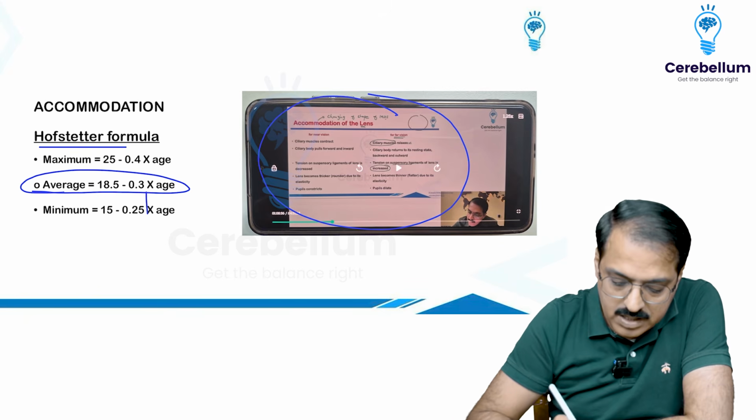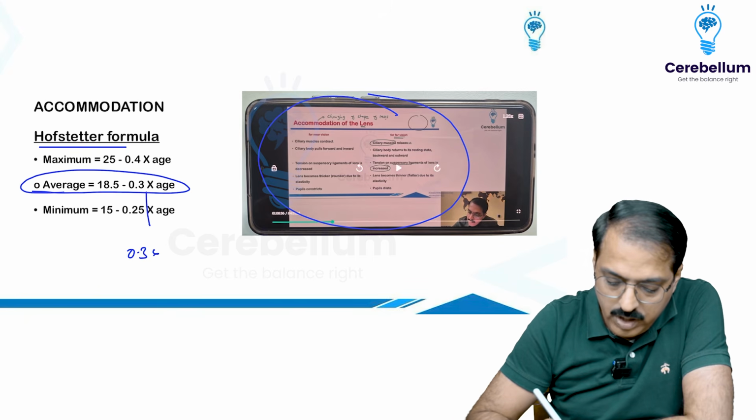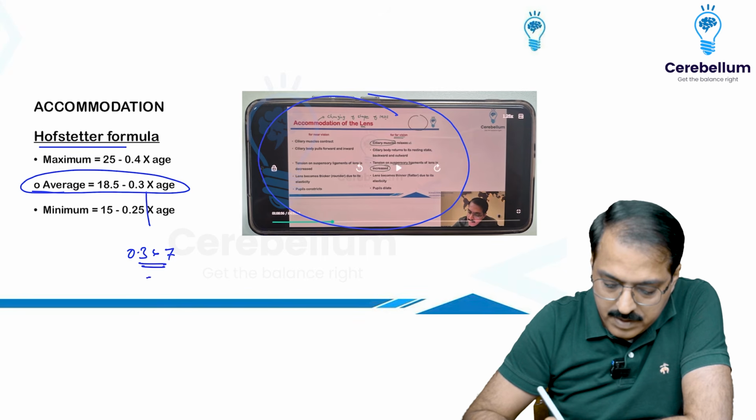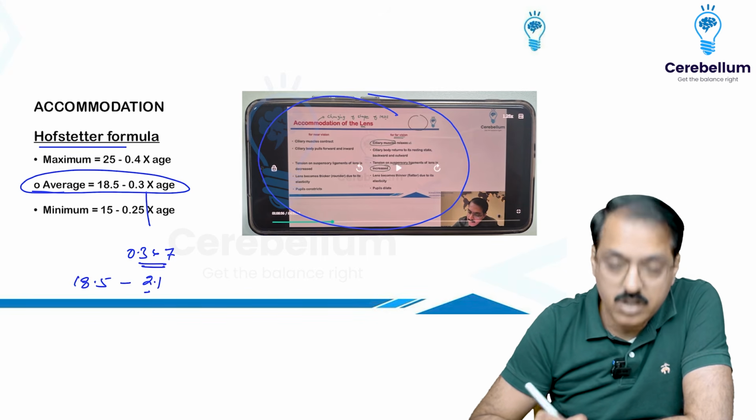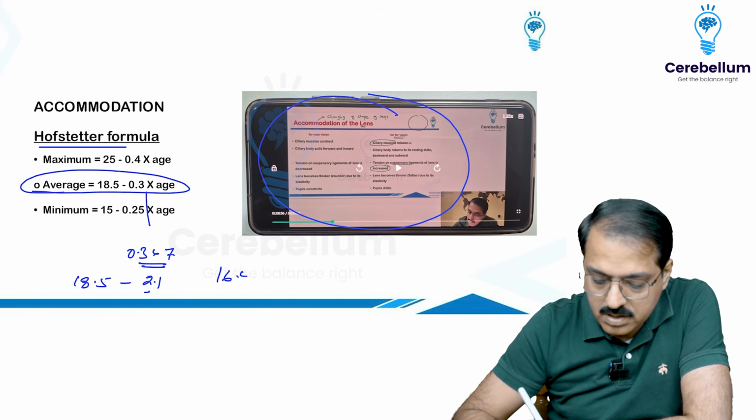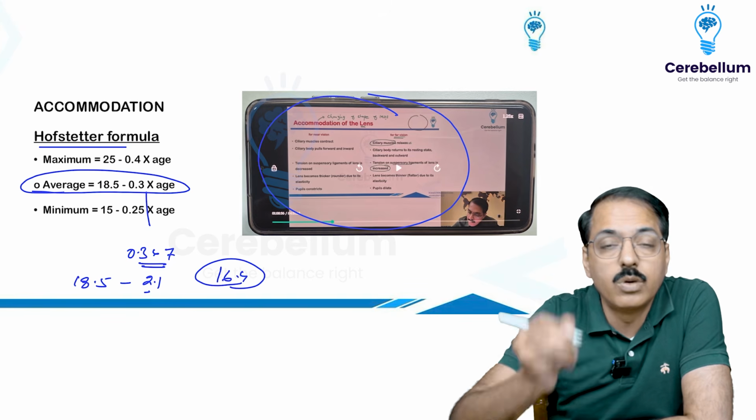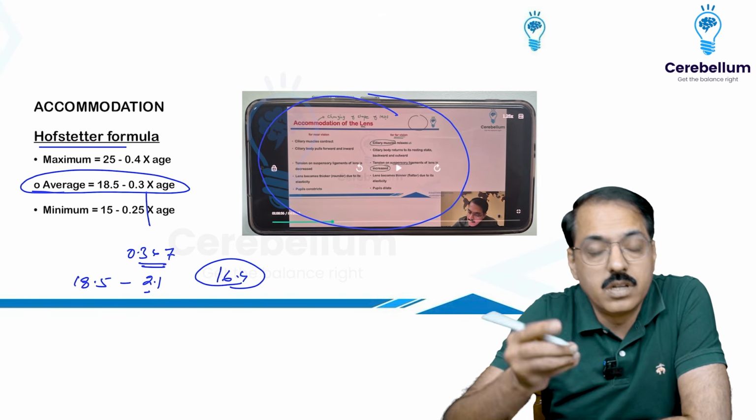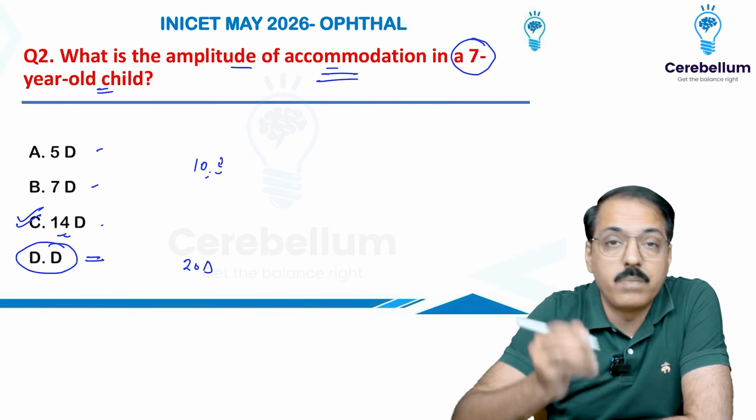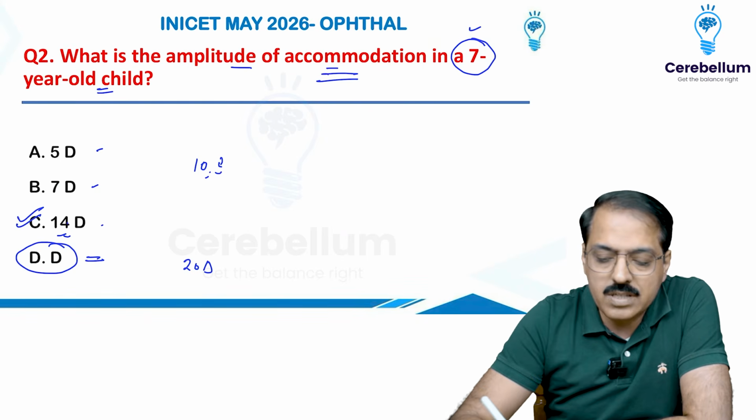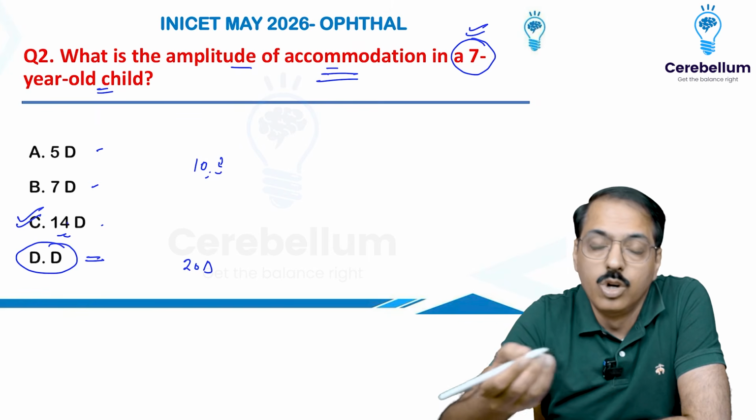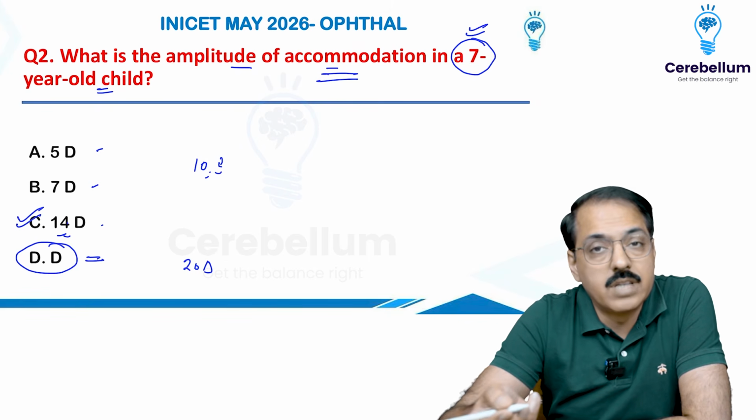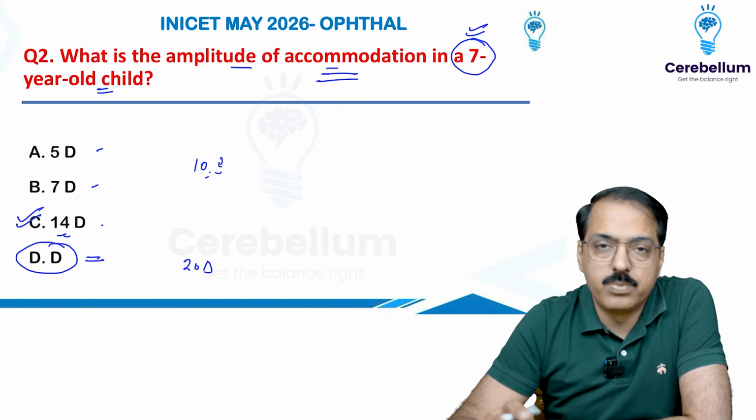So if you take this 0.3 into age, which is 7 years, this becomes 2.1. So if you subtract it from 18.5, the 2.1, the answer comes out to be 16.4. Okay, so that is also not in the options. So the correct answer would have been 14D. If you could not use some imagination in marking this question, the best option would have been to leave this answer.